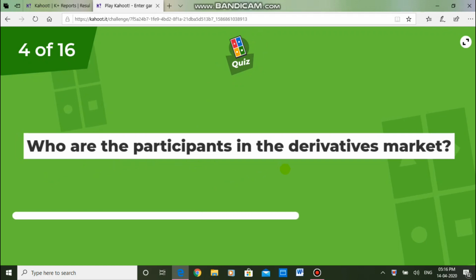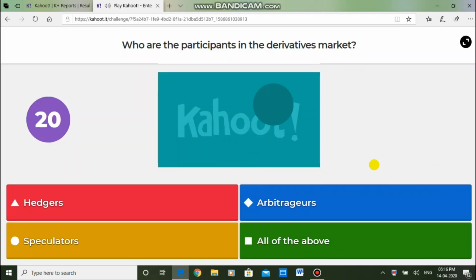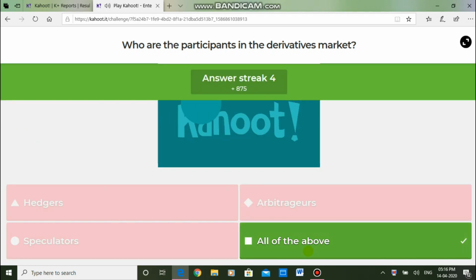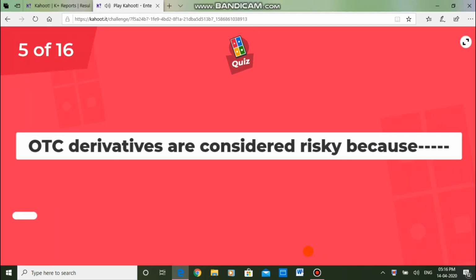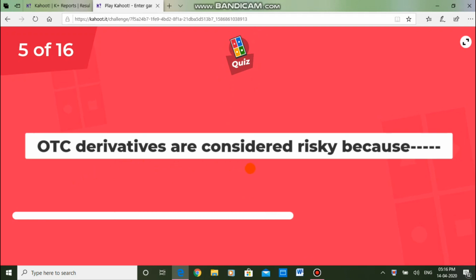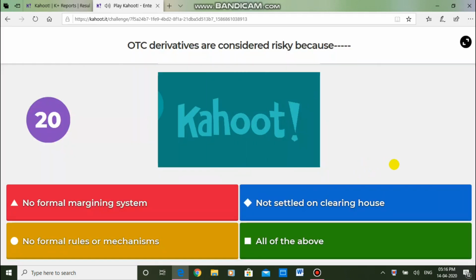Who are the participants in the derivatives market? Hedgers, speculators, arbitrators, all of the above. Correct answer is all of the above. OTC derivatives are considered risky because no formal margining system, no formal rules or mechanism, not settled on clearing house, all of the above. Correct answer is all of the above.